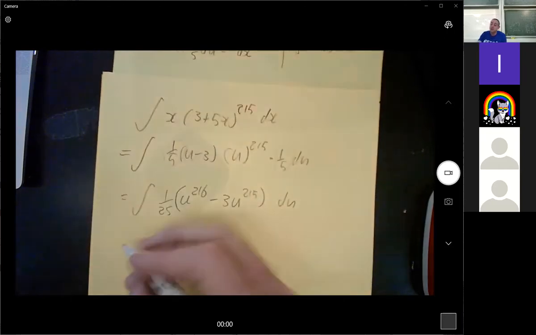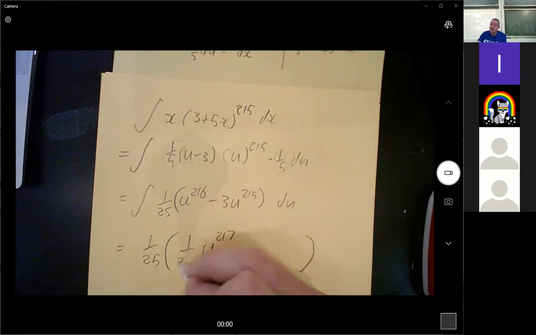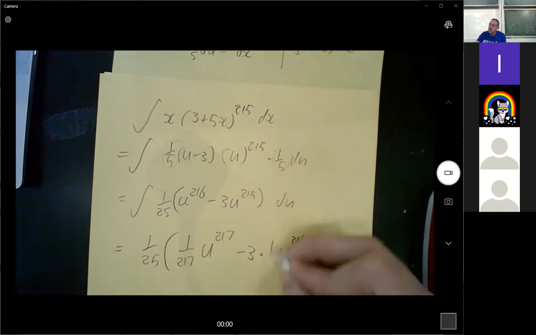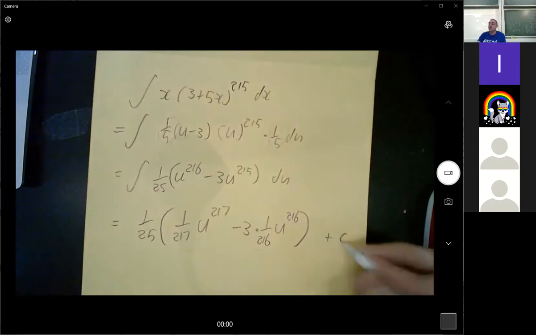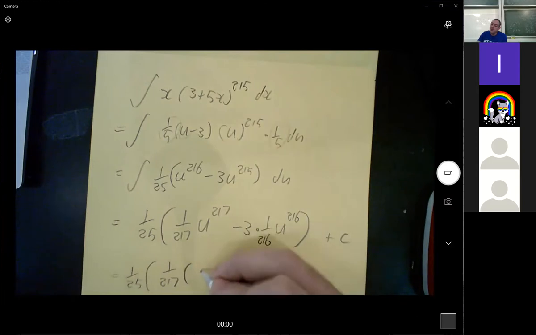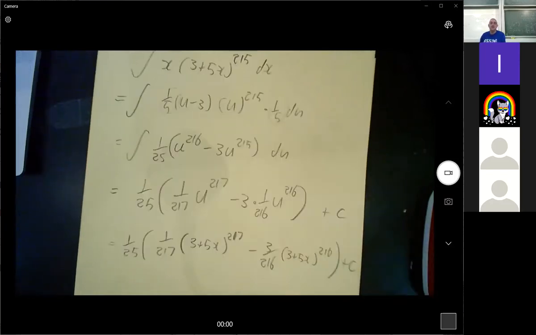And that is an integral I can do. The 1/25 is multiplied on, so it will still be there afterwards. The u to the power of 216 will become u to the power of 217 divided by 217. The 3 is multiplied on, so it will still be there afterwards. And this will become u to the 216 divided by 216 like that, with a nice big plus c on the end. And I do not choose to expand this out afterwards, but I will replace the u's with what they really are. Ta-da! That was substitution.